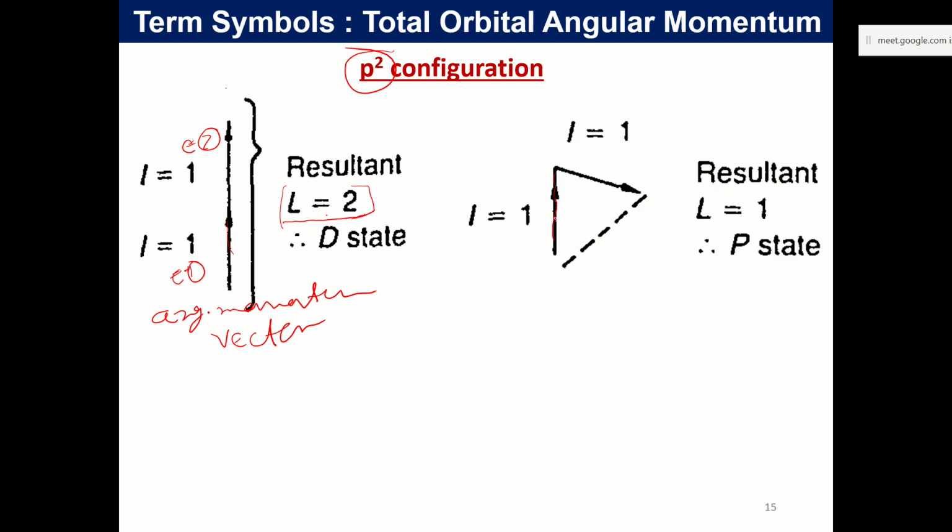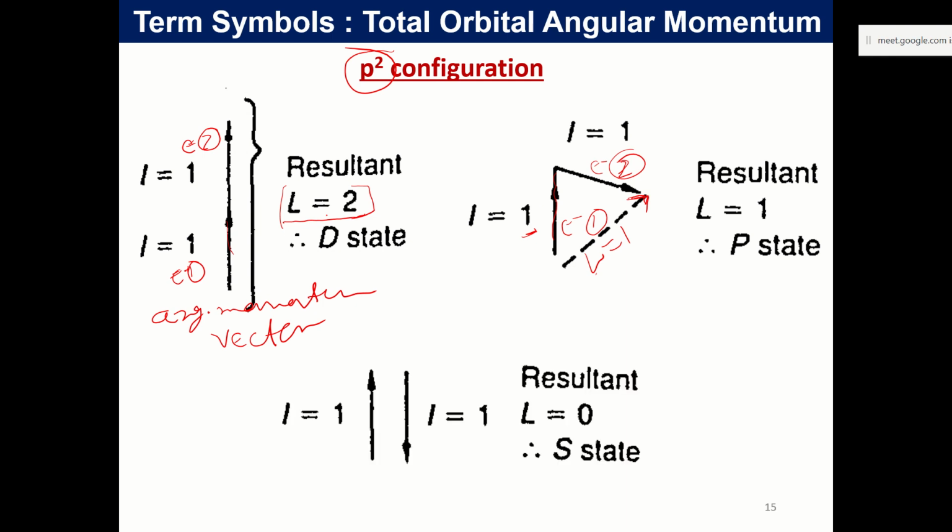The two vectors can also be oriented differently, electron number 1 and electron number 2, and they can combine in a slightly different way. In this case the resultant L is equal to 1. And then the third: when we have the P2 configuration, the two electrons can have the orientation of their orbital angular momentum vectors just opposite to each other, and they might cancel out. In that case the resultant capital L turns out to be 0.